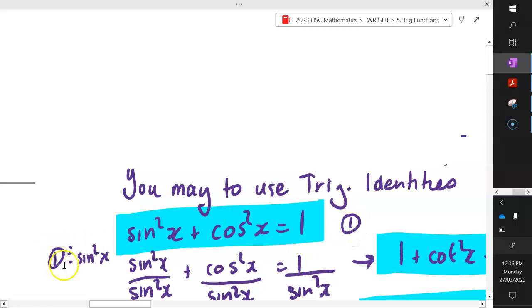So what I want to do is divide equation 1 by sine squared x. Just the first thing that's in there. So I'm going to have sine squared x divided by sine squared x. I'm going to have cos squared x divided by sine squared x. And then 1 divided by sine squared x.